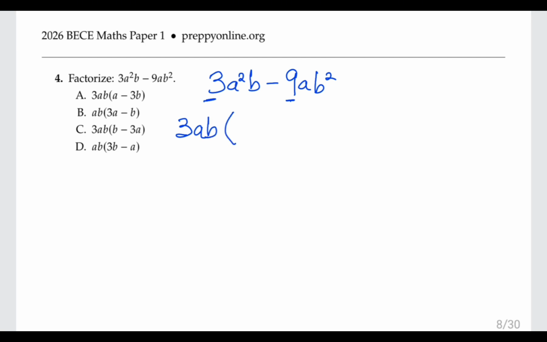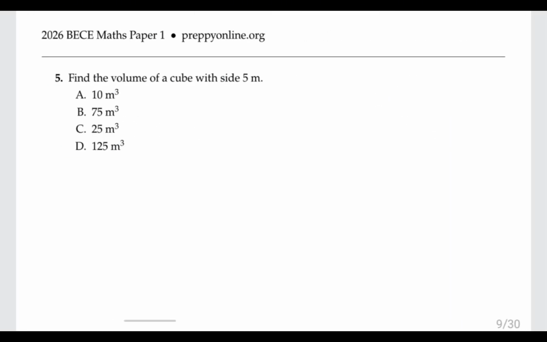Once we do that, if you pull out 3ab from this expression, that means you're going to divide this expression by 3ab. You're going to be left with a. And then if you do the same here, if you divide this expression by 3ab, you're going to get 3b. So that's our answer. And that is A. All right, so we go to the next question, question 5.